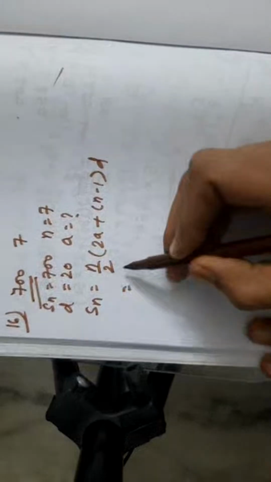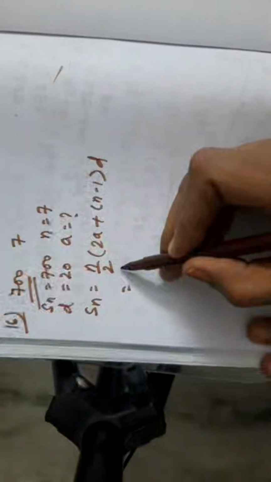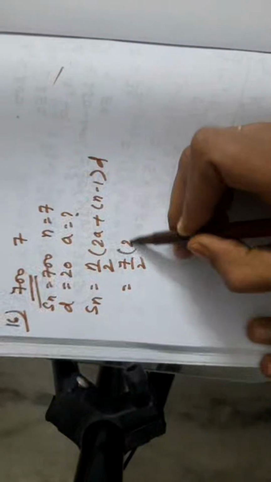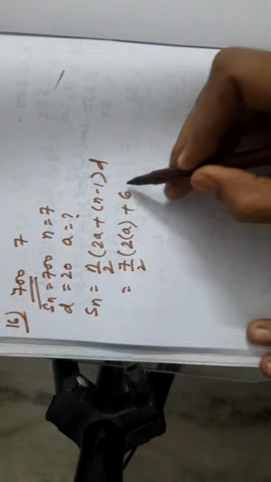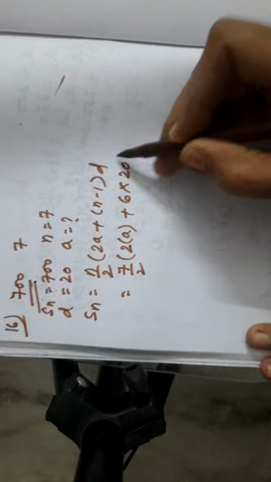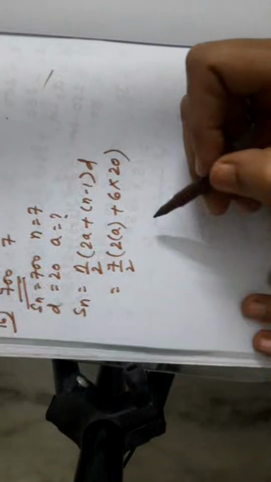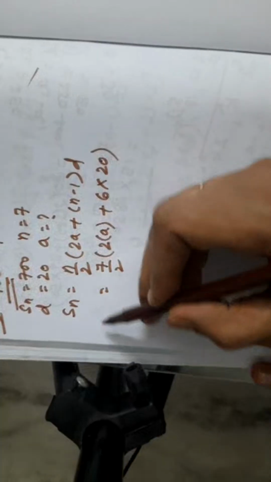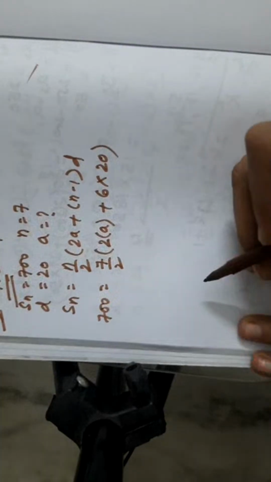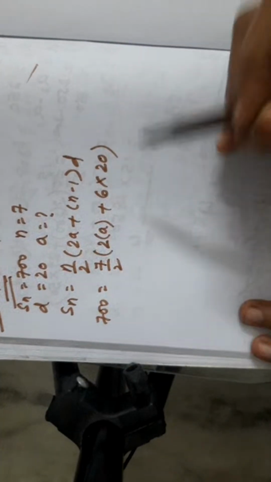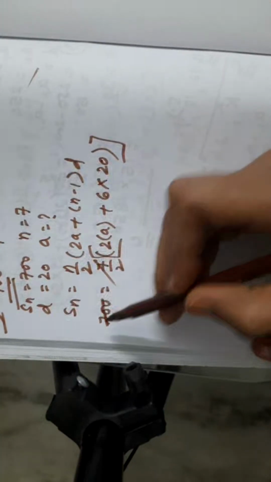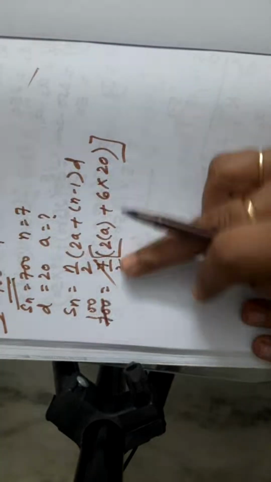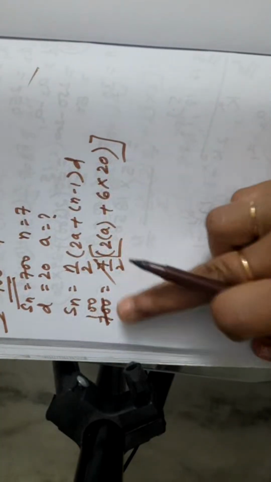So here n is 7, a we need to find out. 7 minus 1 is 6 and common difference is 20. You can elaborate it by putting all the values, and n is given, sum is given 700. For this kind of questions, we can have the direct cancellation, cancel out them. 100 cancelled by 700 cancelled by 7, so it's 100.